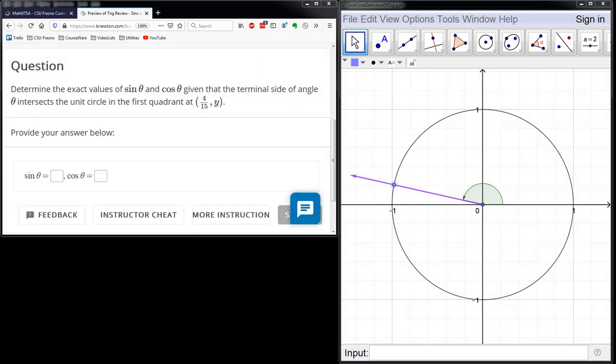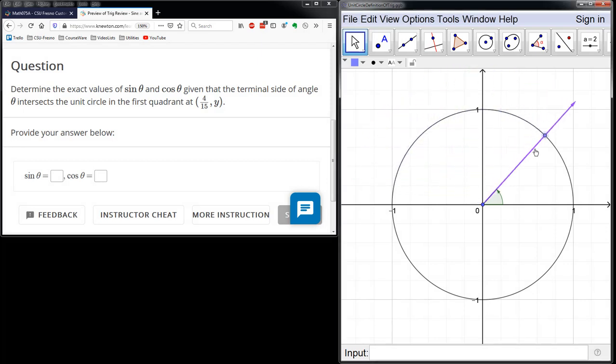All right, now we've got a slightly different problem here. I just changed the question on you. Determine the exact values of sine of theta and cosine of theta, given that the terminal side of the angle theta intersects the unit circle in the first quadrant at the point 4/15 comma y. So they tell us it intersects in the first quadrant.